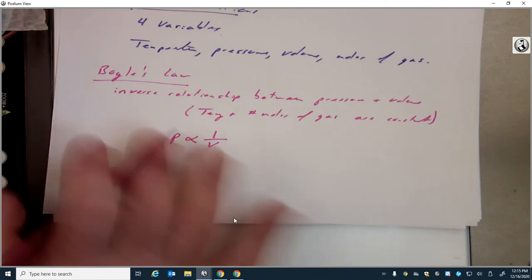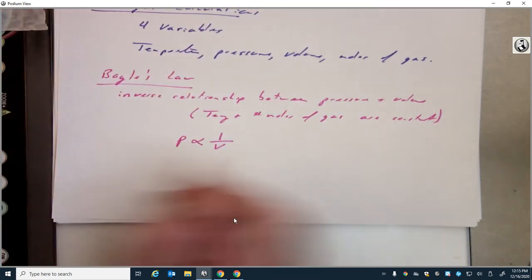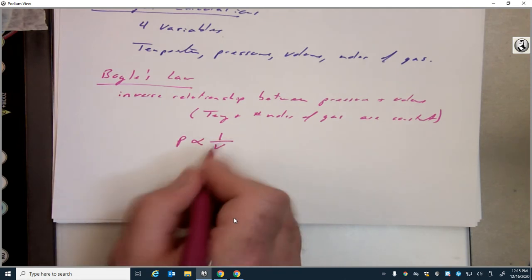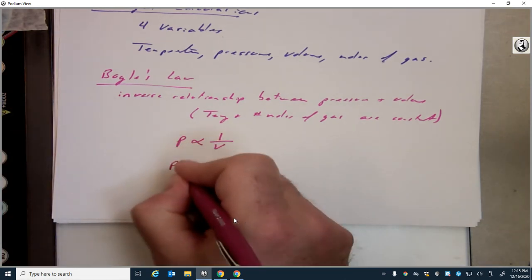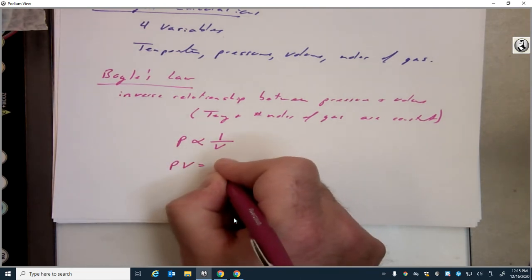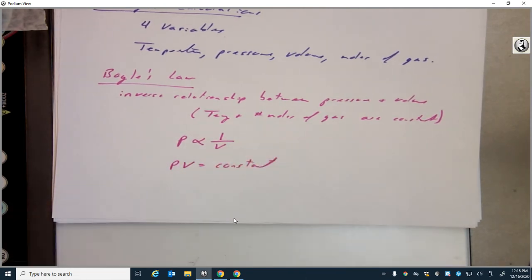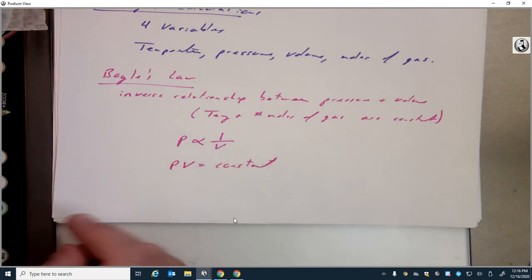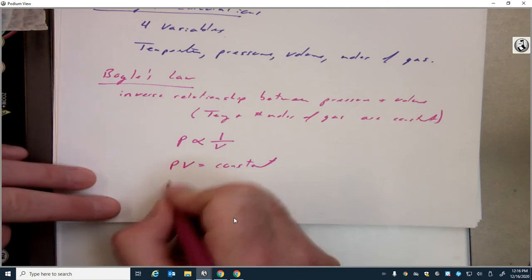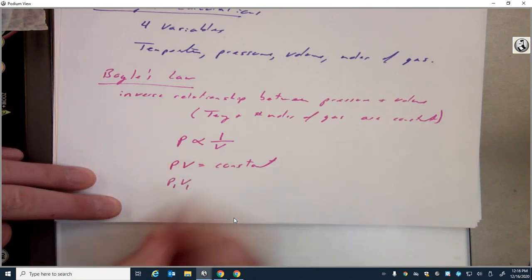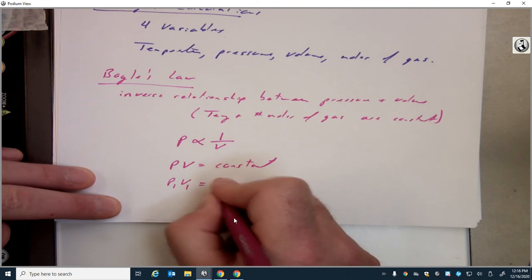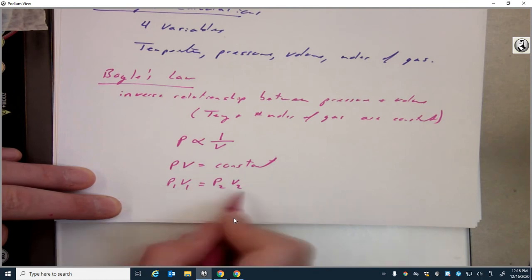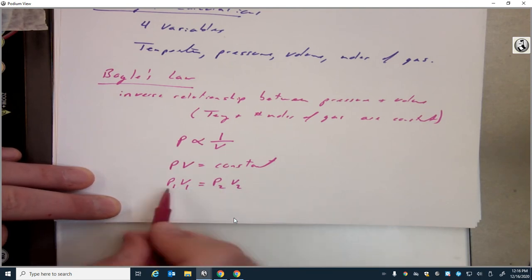Now, if you have an inverse relationship and you want a constant, if we rewrite this, P times V will equal a constant. So whenever I multiply this, I'm going to get the same number, which means we can do this: P1V1 is equal to P2V2. Now we have this inverse relationship, and we can actually do some math by changing pressures and volumes.